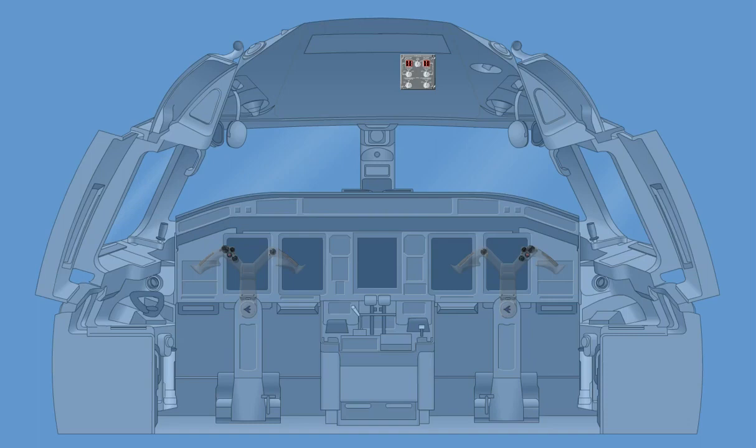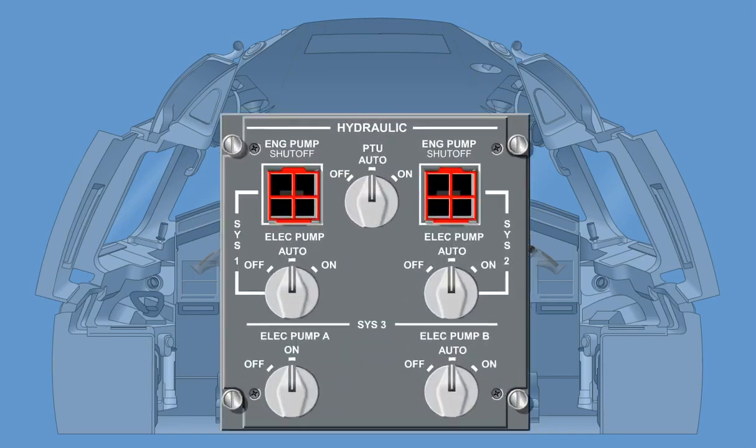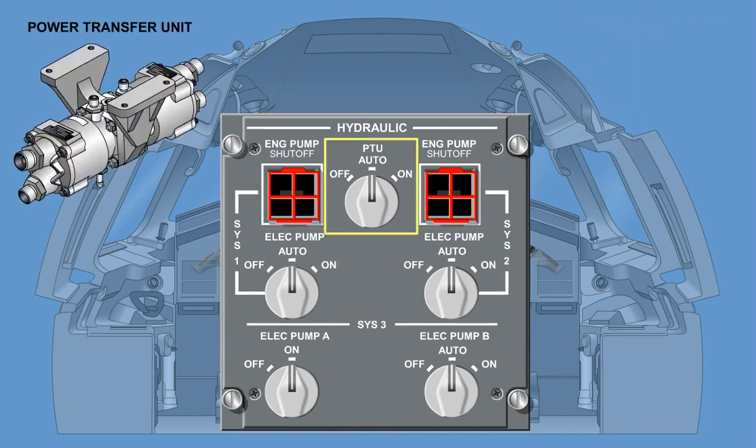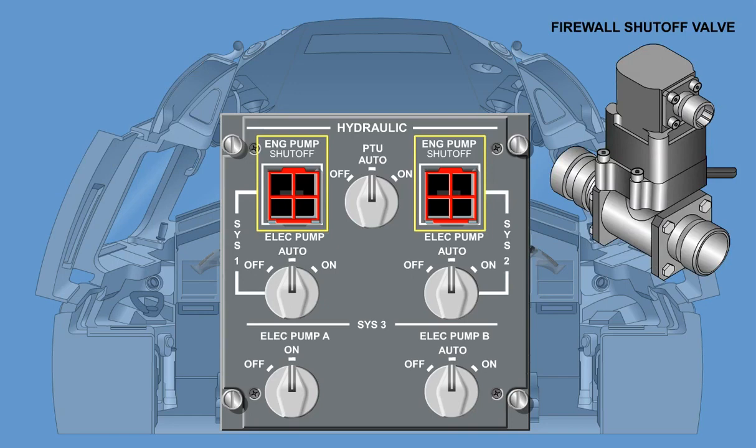Control of the hydraulic system is performed using the hydraulic control panel, located in the cockpit overhead panel. The 4 AC motor-driven pumps, ACMPs, and the power transfer unit, PTU, can be selected by the flight crew using rotary-style control switches, whereas the firewall shutoff valve is controlled by a guarded push-type switch.